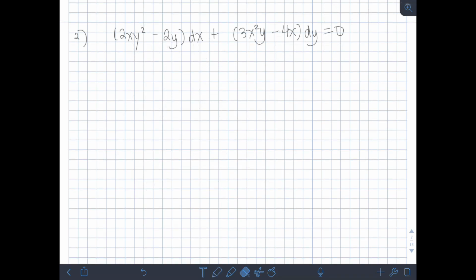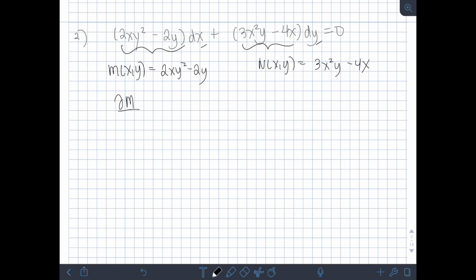Okay? Next, we have quantity 2xy squared minus 2y dx plus quantity 3x squared y minus 4x dy equal 0. Okay, sulat muna natin yung M of x, y natin, which is yung nakamultiply sa dx na itong function. So, 2xy squared minus 2y. And then, yung N of x, y natin ay yung nakamultiply sa dy, which is this function, yung 3x squared y minus 4x. And then, laging first step, hanapin natin yung partial derivative nung M with respect to y.